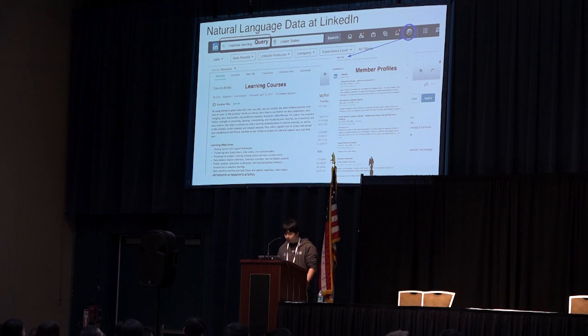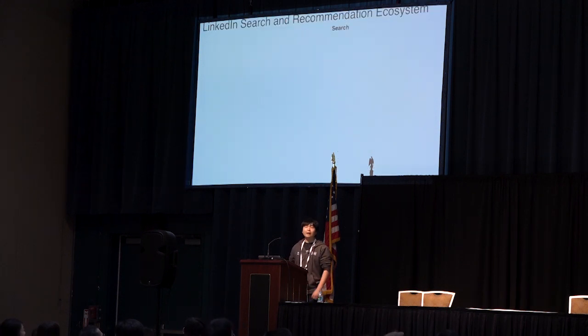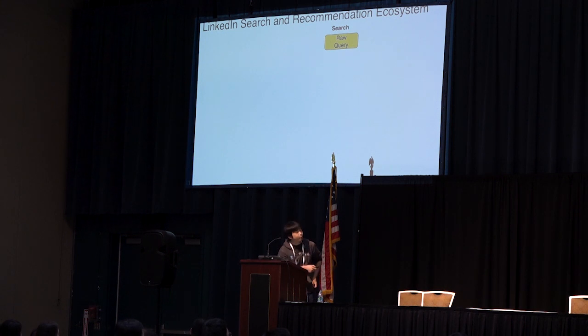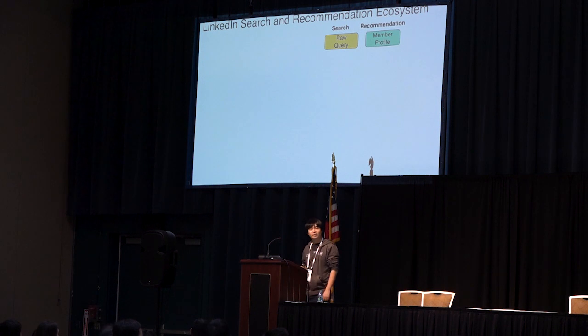With that natural language data, as shown here, you may be wondering how LinkedIn considers these natural language components in our search and recommender systems. In the introduction, we had a brief overview of the search and recommender system ecosystem. Here I'm going to give a little bit of a deep dive on these components, starting with search. What do we have in search? We have a query, right? In a recommender system, we don't have a query, but we have member profiles.